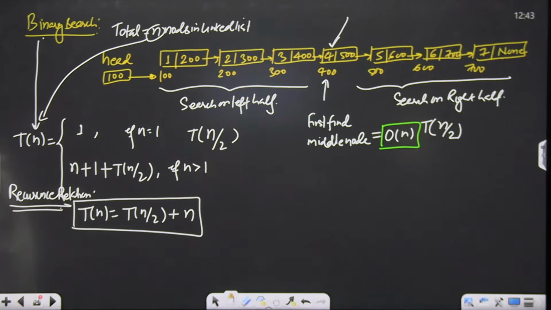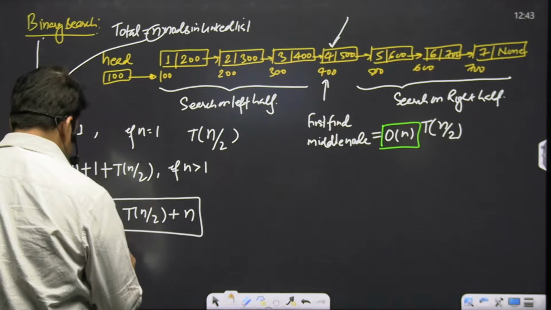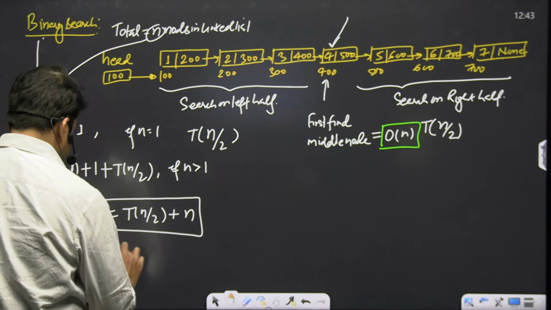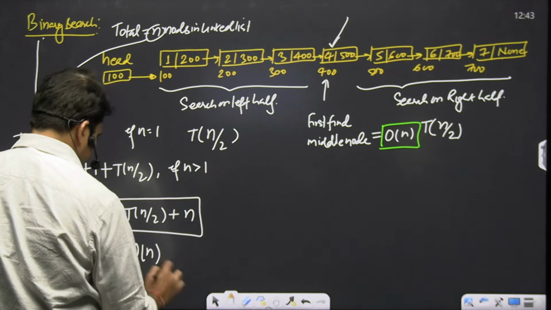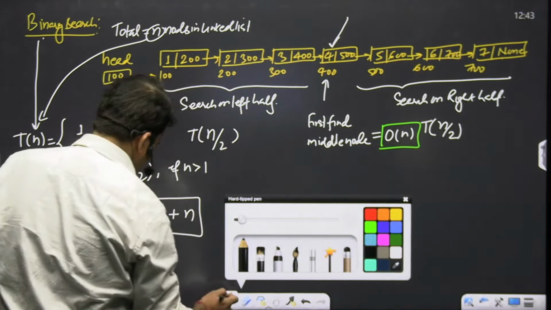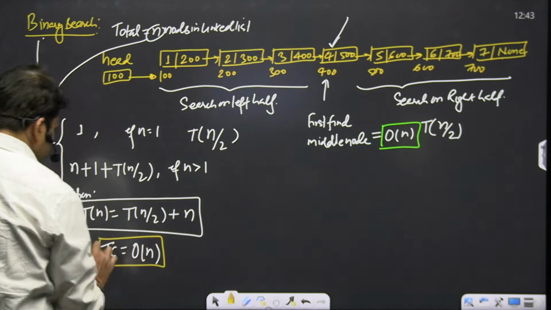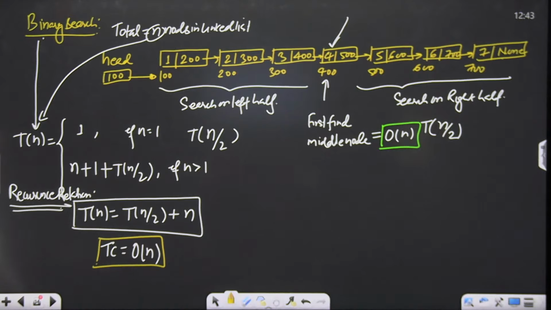If you solve this recurrence relation, what will you get? You will get order of n. If you solve this recurrence relation, then the time complexity is what? Order of n. Then the time complexity is order of n.